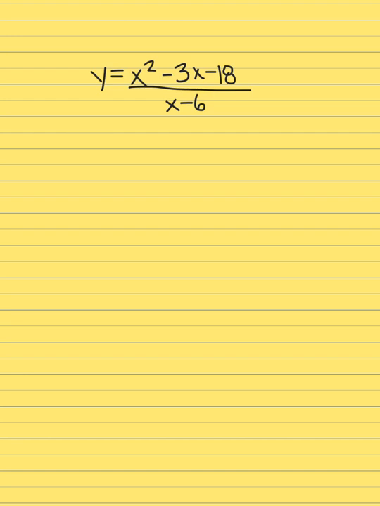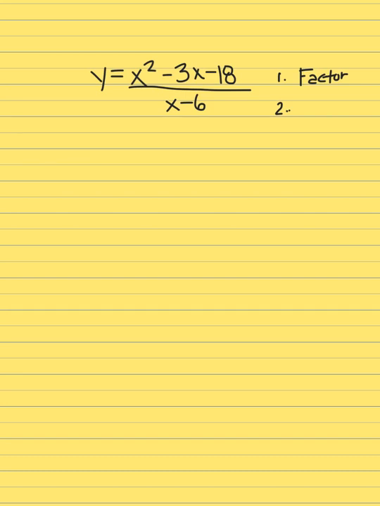If I'm graphing this rational function, what I want to do first is factor out the numerator and the denominator. The reason I do that is so I can find the discontinuities. A discontinuity is when, if you follow the graph of a function, you ever have to lift up your pencil.